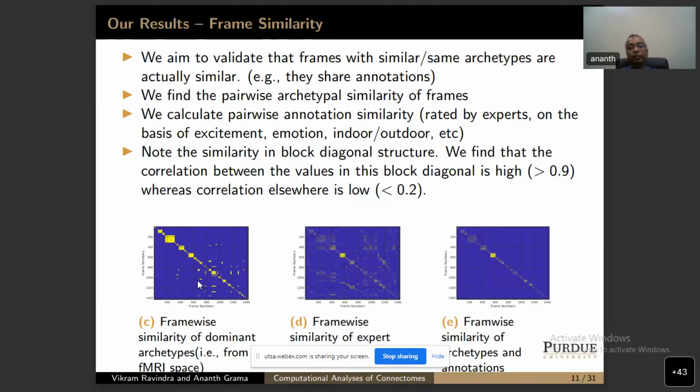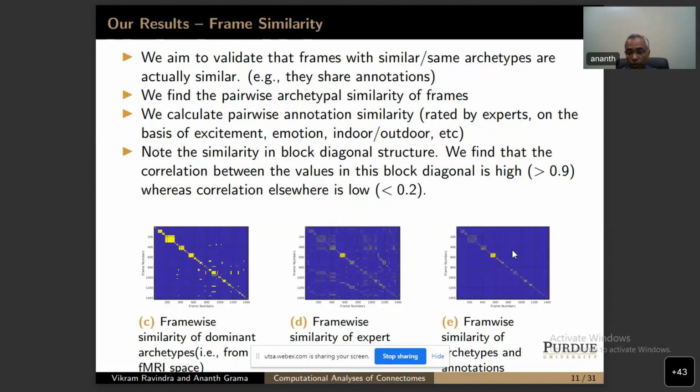We also calculate pairwise annotation similarity, and we don't do the annotations. These annotations are done by experts on the basis of excitement, emotion, indoor, outdoors. There's a whole bunch of attributes here. We take those vectors of attributes and compute the dot product of those vectors. This is in the middle heat map, the frame-wise similarity of expert annotations. And really the proof here is that if there's strong correlation between the leftmost matrix and the middle matrix, then what I've shown you is that what is similar in the archetypal space is also going to be similar in the audiovisual space of annotations of the episode itself.